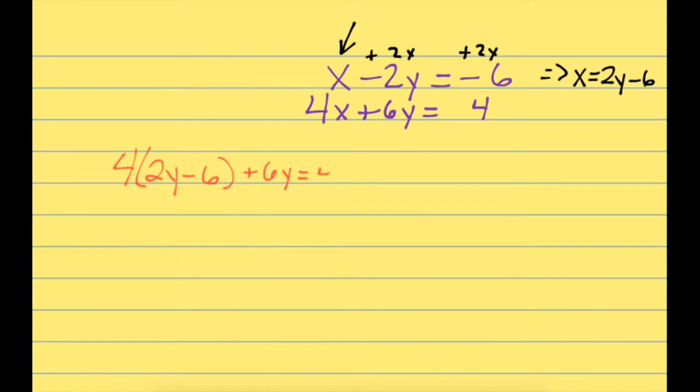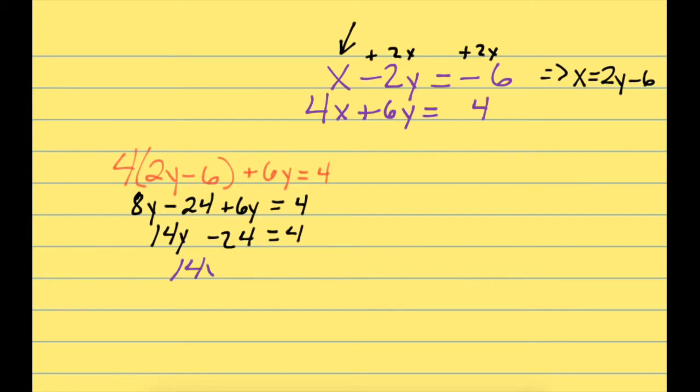And then the steps become the same as the previous one I did. I simplify by using my distributive property, and then by adding like terms, and I use my basic algebraic steps to solve. Add 24 to both sides and divide by 14. Gives me y equals 2.